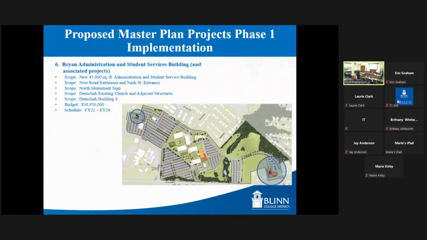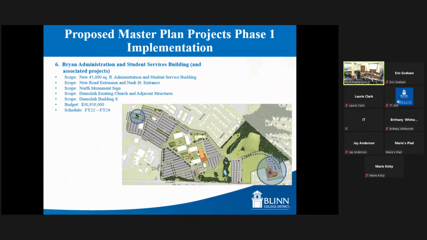Now we're getting into our first list of the new projects, looking forward, projects that haven't been approved. And of course, as we begin looking at these, this is just a look ahead, and if and when these projects develop, we'll bring them back for board approval. So project number 6 on our list, first new project, is the Bryan Administration and Student Services Building.